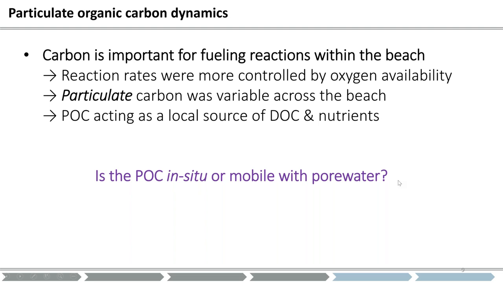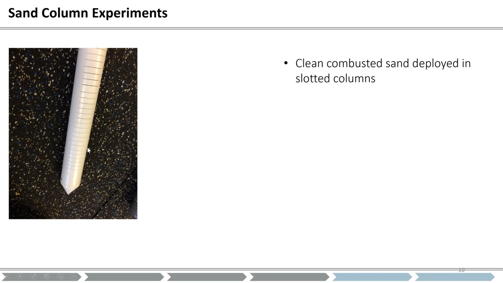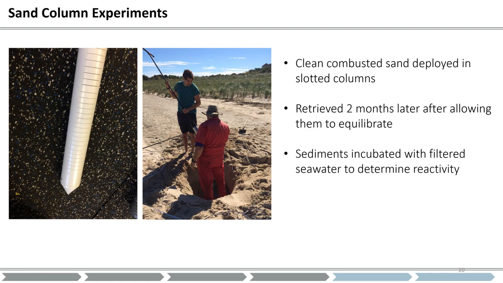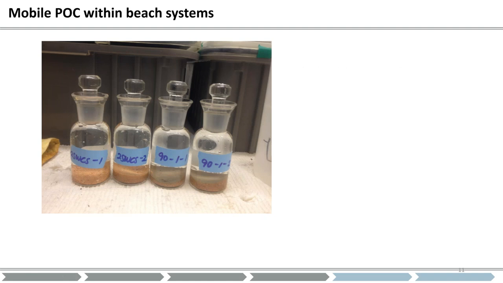What we did was this series of sand column experiments. We had these slotted columns, and we filled them with clean combusted sand. So the sand was combusted for about 4 hours at 450 degrees to get rid of all the organics. We hand augered them in across the transect, and we let them sit for 2 months to equilibrate, and we incubated the sediments with filtered seawater to see the reactivity and the carbon content within them. So you see the mobile pore water carbon here, and these are the sand columns that were controlled, so they weren't out in the field, and these are the columns that came back.